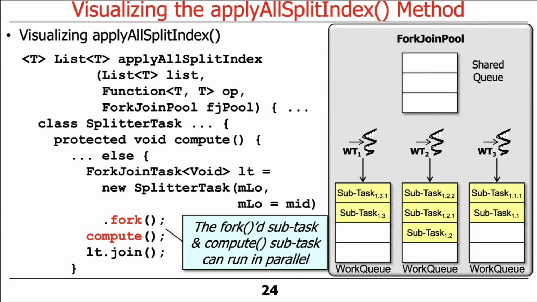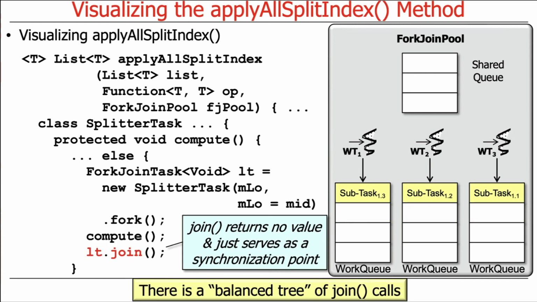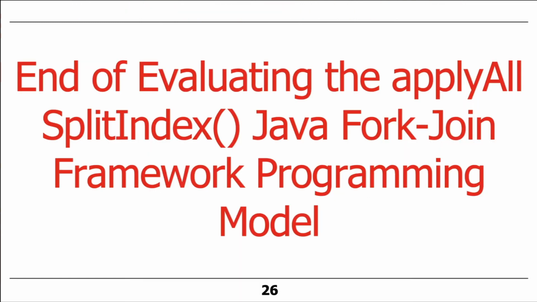And the forked subtask and compute subtask can run in parallel. And as before, we get a balanced tree of join calls, which is better than the iterative approach we looked at for our very first applyAllIter implementation. So that's the end of this model. You can see it's very similar to the one before, the applyAllSplit method. It just uses indices as opposed to copying sublists.